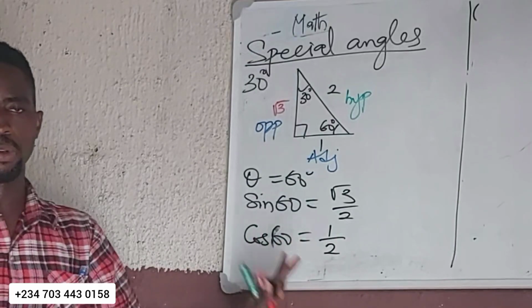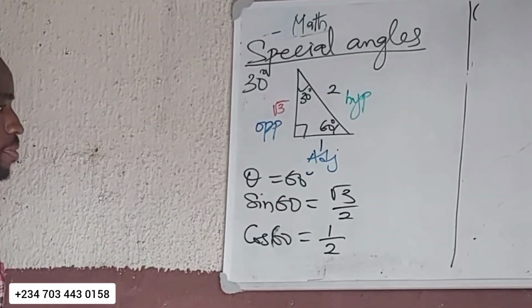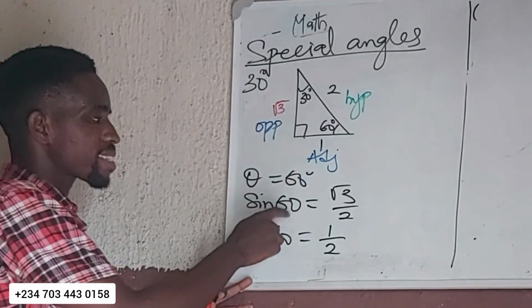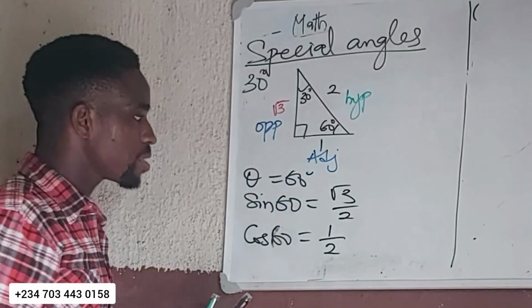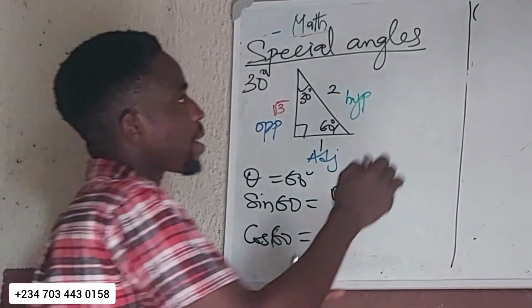Confirm these values from your calculator. Punch them and see if these values correspond with the values you get from your calculator. Punch root 3 upon 2, note the value, and then check in your calculator cos 60. See if it will give you exactly the same value. Okay, so this corresponds.